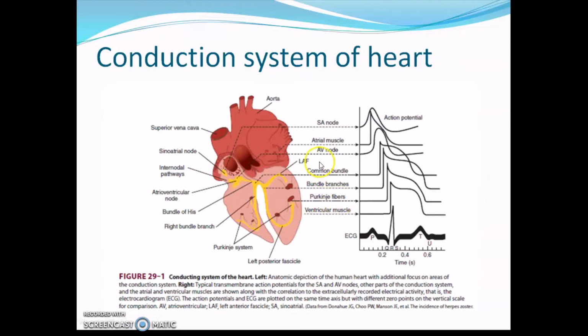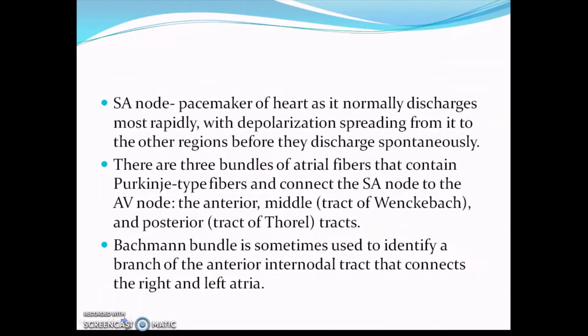So this is the order: SA node followed by atrial muscle, followed by AV node, common bundle, bundle branches, Purkinje fibers, and ventricular muscles. So this is the order of the waveforms. Initially, there is a P wave due to atrial depolarization, then followed by the QRS, which is due to ventricular depolarization, and followed by the T wave, which is due to ventricular repolarization.